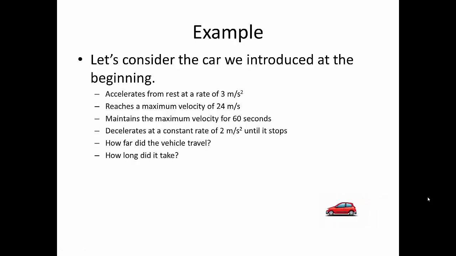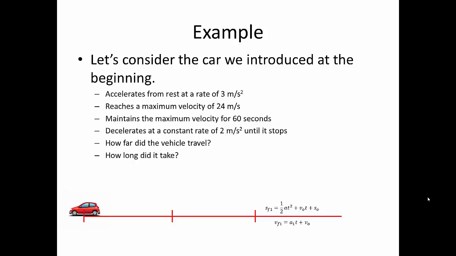Now, let's consider the car that we introduced at the beginning and look at an example of how we can use this. If we assume that the car accelerates from rest at a rate of 3 meters per second squared, reaches a maximum velocity of 24 meters per second, holds that for 60 seconds, and then decelerates at a constant rate of 2 meters per second squared until it stops, then we can analyze and figure out how far the car traveled and how long it took. Again, like we've done in the past, we can look at the equations and calculate this for each section, or we can solve this graphically.